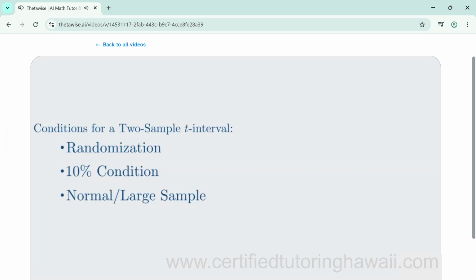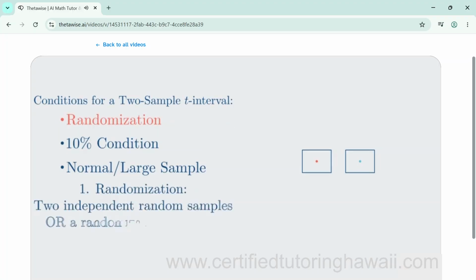Just like building a house requires a solid foundation, constructing a confidence interval requires us to check certain conditions. If these aren't met, our results might be misleading. First is the randomization condition. The data must come from two independent random samples, or a randomized experiment. This ensures our data is representative and that the two groups don't influence each other.